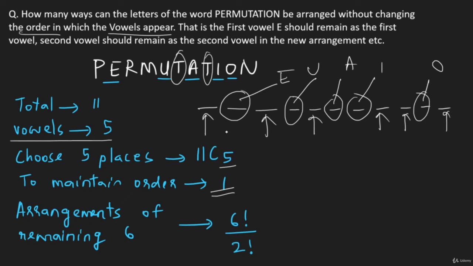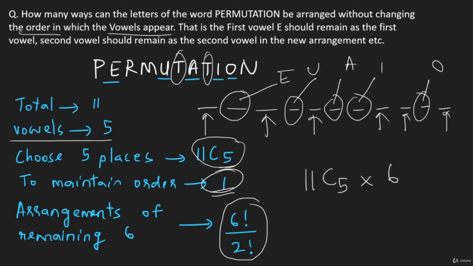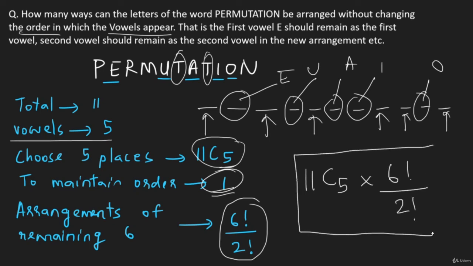Now over here we have seen that we can choose 5 places in 11C5 ways. Now in each of these choices we have only one way of arranging the 5 vowels, and the remaining letters can be arranged in 6 factorial by 2 factorial ways. Therefore, the number of arrangements possible is 11C5 into 6 factorial divided by 2 factorial. And that is your answer to the question.